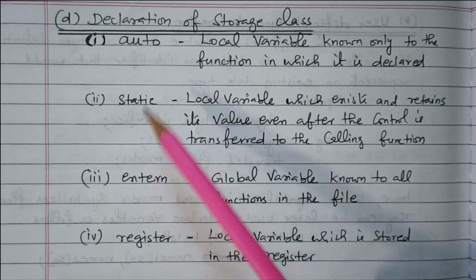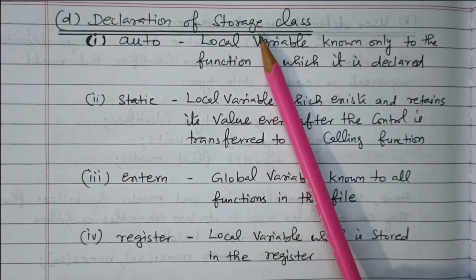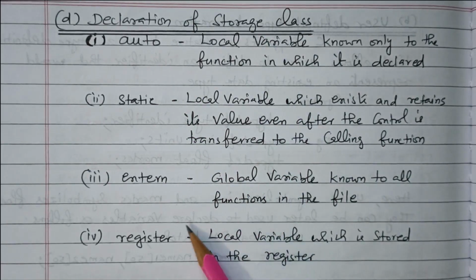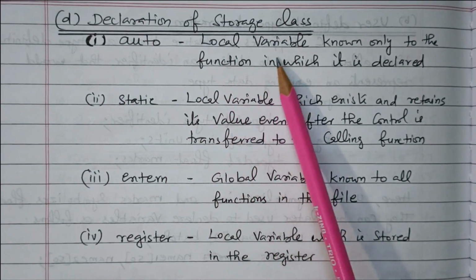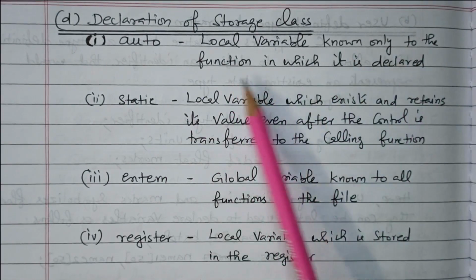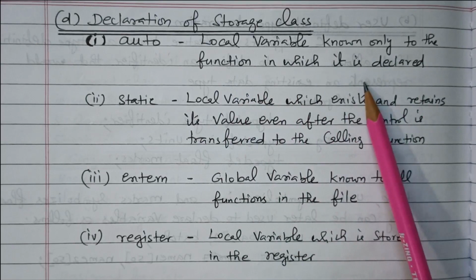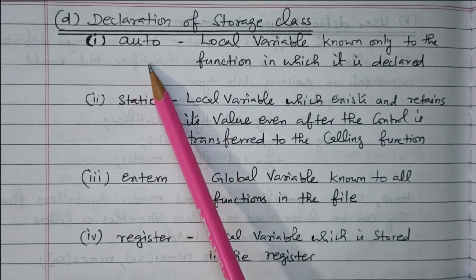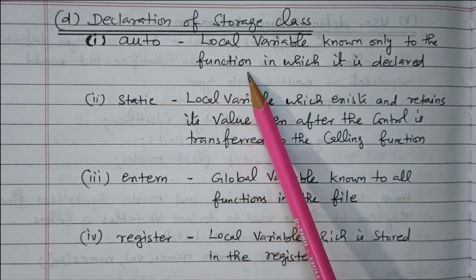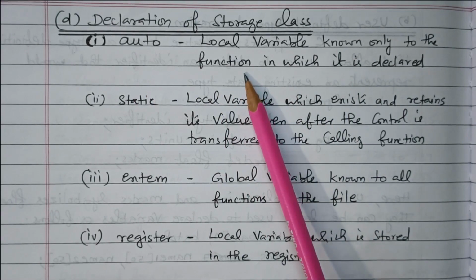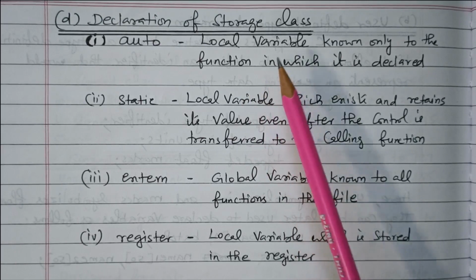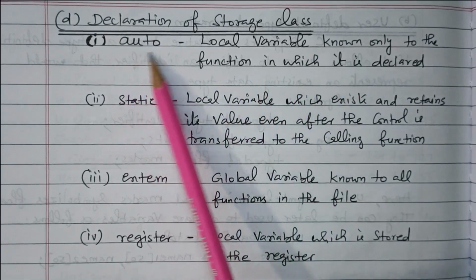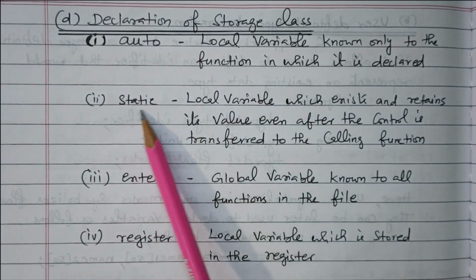The fourth one is the declaration of storage class. Under that there are 4 types available. First one is auto. It is a local variable known only to the function in which it is declared. It is called an auto variable. If it is declared in main, it is known only in the main program. If it is declared in a function, it is known in that function alone. It is called auto. Then the next one is static.